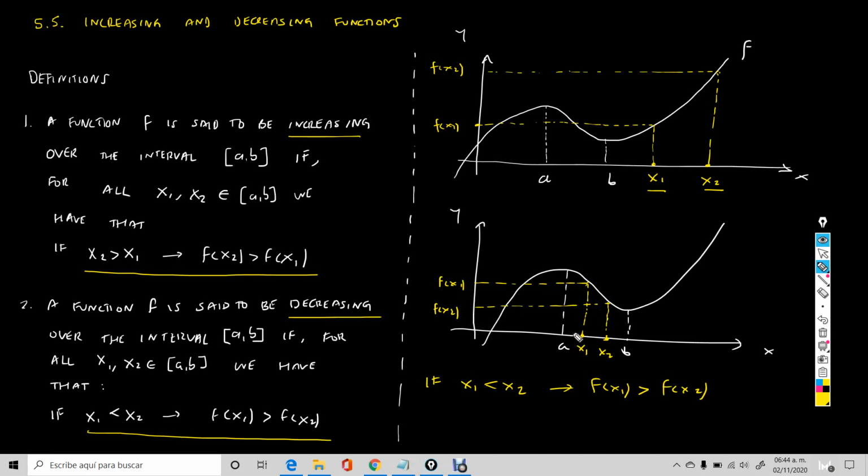So this is what it means to be a decreasing function over the interval a to b. If you pick any two numbers in this place in such a way that one is greater than the other, then the function evaluated in the greatest number has to be less than the function evaluated in the lesser number. You see, it's very simple to understand. The concept is simpler to understand than the definition, but once you understand the concept, the definition comes very natural. Okay, fine.